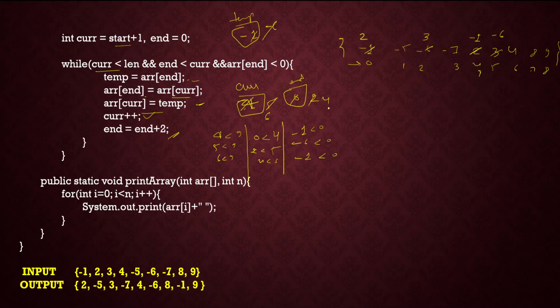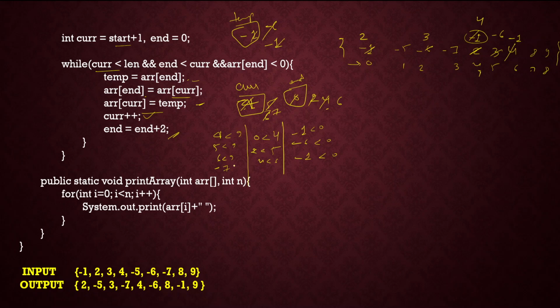Value of array of end, which is 4, is -1. -1 will again be placed to temp. The current value, which is currently 4, will be placed to the end location, and -1 will be placed to the current location. Is it done? Yes, it is done. Now current will be incremented by one and end will be incremented to 6.